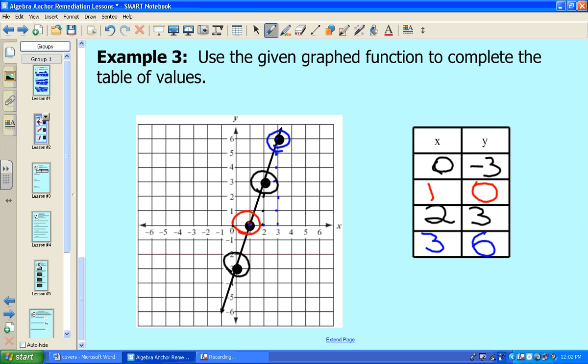Okay, so what you've done is I've given you a graph and you have made the XY table from that. Okay, if you understand, you may move on to the next lesson. If not, go back and rewatch the video.